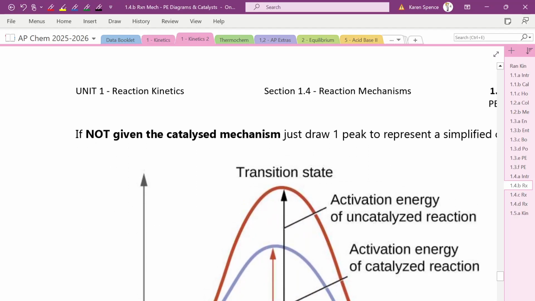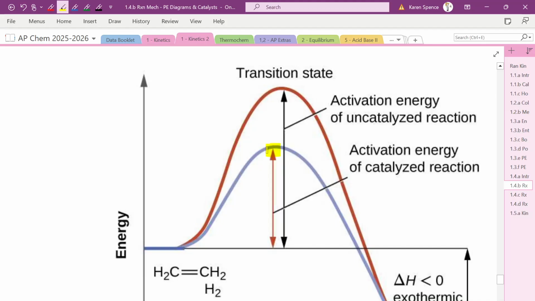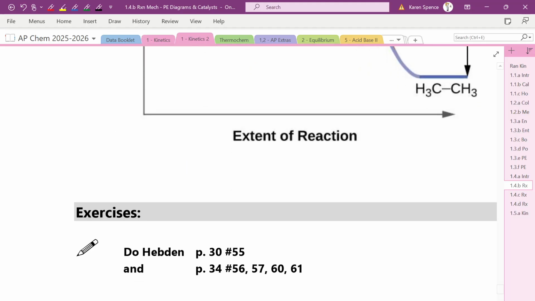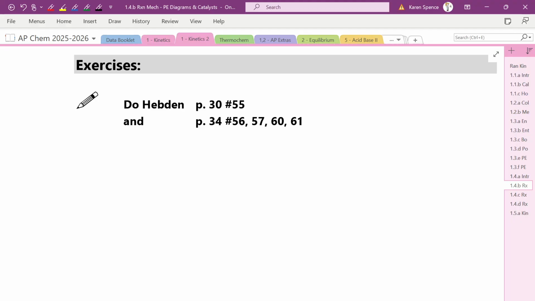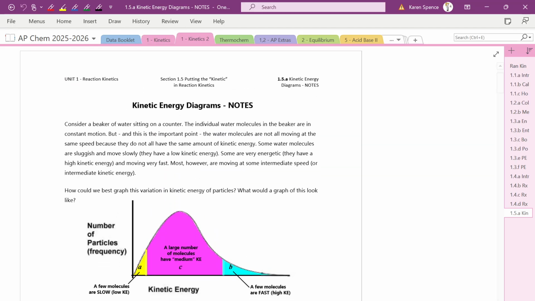Now, what if you are not given the catalyzed mechanism? Are you expected to guess how many peaks there are? No. You're just expected to say, okay, I don't have a mechanism, so all I know is that the activation peak of the catalyzed reaction is going to be lower than the activation peak of the uncatalyzed reaction. I'll just put 1 peak there. So given the mechanism, use the right number of peaks. Not given the mechanism, just use 1 peak. There are some questions in Hebden, and we are going to move along to kinetic energy diagrams, which are on page 105.